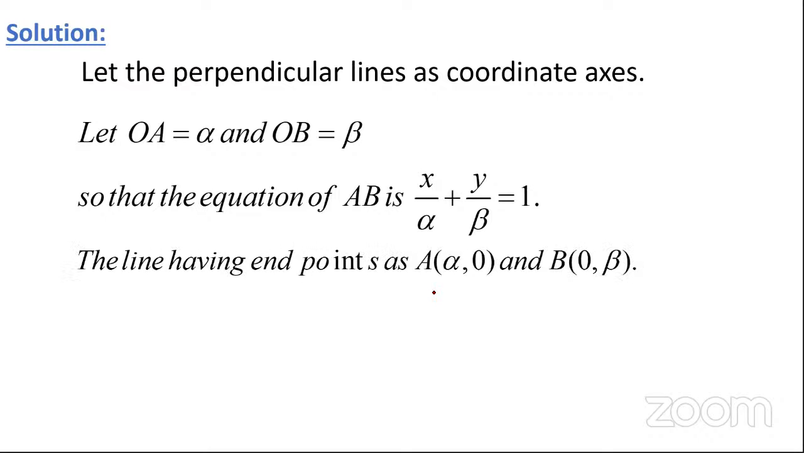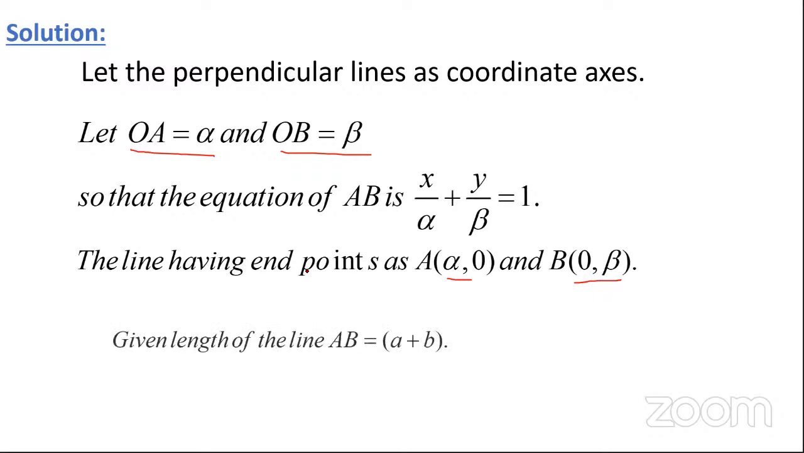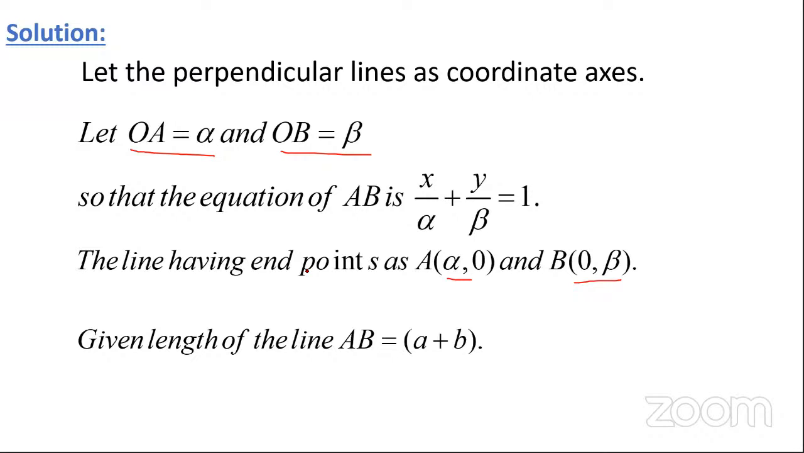Then the endpoints are A (alpha, 0) and B (0, beta). I'm taking OA length as alpha and OB length as beta, so alpha comma 0 and 0 comma beta are the two endpoints of the line. The length of the line is given in the question: length of the line AB equals a plus b.